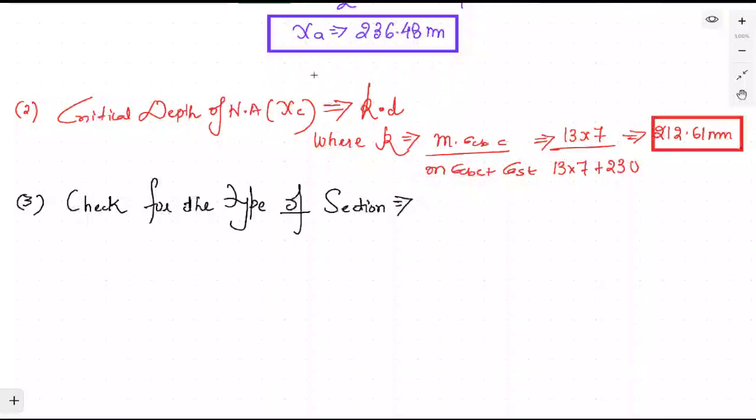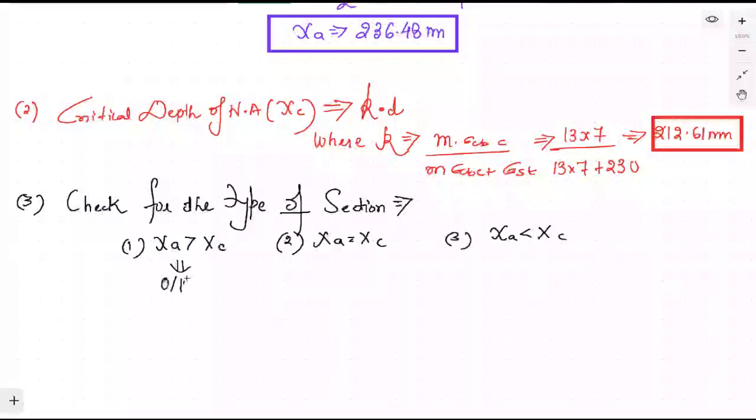Critical section means कौन section होते हैं? One, when XA is greater than XC, actual depth is greater than the critical depth. Second, when XA is equal to XC, and the third is when XA is less than XC. This type of section in which actual depth is greater is known as over reinforced section. This is known as the critical section. And this is known as the under reinforced section.